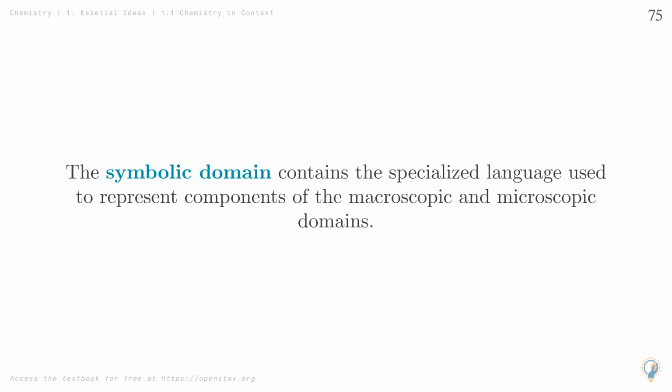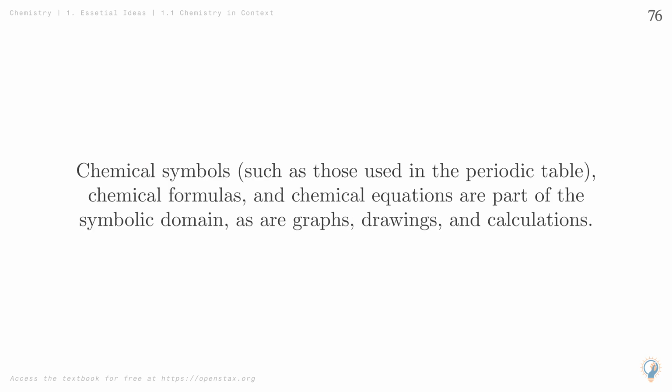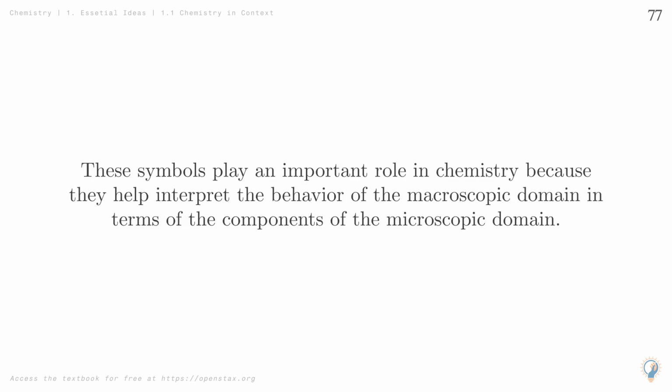The symbolic domain contains the specialized language used to represent components of the macroscopic and microscopic domains. Chemical symbols, such as those used in the periodic table, chemical formulas, and chemical equations are part of the symbolic domain, as are graphs, drawings, and calculations. These symbols play an important role in chemistry because they help interpret the behavior of the macroscopic domain in terms of the components of the microscopic domain.